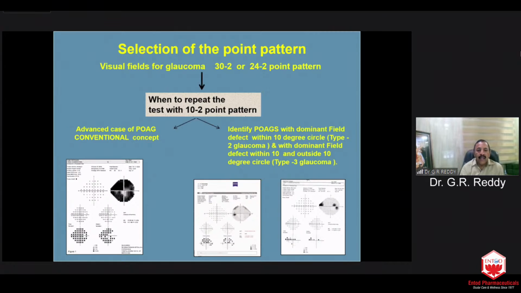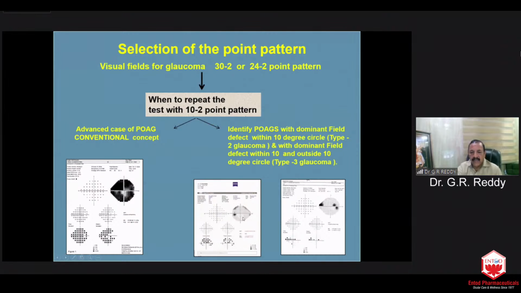So in all the cases I told you, whenever you suspect or establish or diagnose glaucoma, always ask for 24-2 and see the indications, whether they require 10-2 or not. Now you saw in many cases, how are the values of the points within 10 degrees of 24-2. Now we will go in depth into when to repeat the test. As you know, in the conventional concept, by seeing the 24-2 printout, we can straight away go for 10-2.